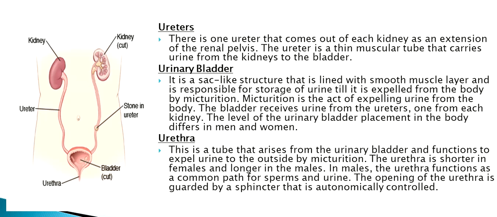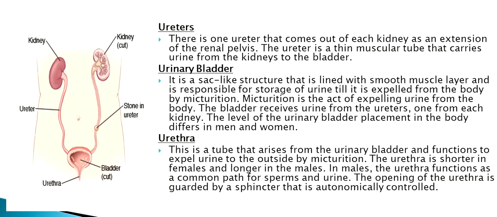Ureters. There is one ureter that comes out of each kidney as an extension of the renal pelvis. The ureter is a thin muscular tube that carries urine from the kidneys to the bladder. The urinary bladder is a sac-like structure that is lined with a smooth muscle layer and is responsible for storage of urine till it is expelled from the body by micturition. Micturition is the act of expelling urine from the body.